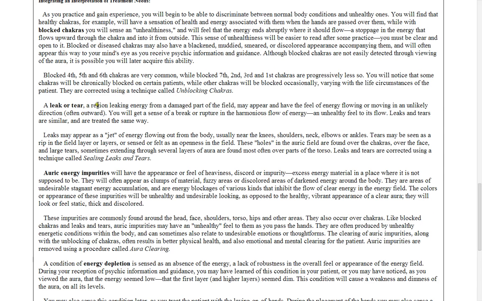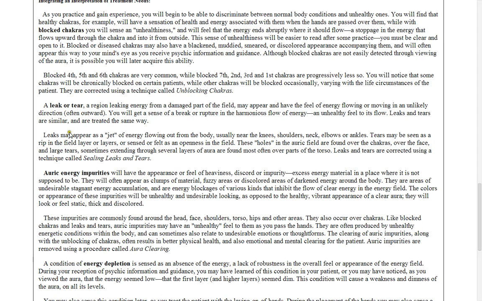A leak or tear, a region leaking energy from a damaged part of the field, like a hole in the cup or a hole in the bag, may appear and have the feel of energy flowing or moving in an unlikely direction, often outwards, like a spilling out. You will get a sense of a break or a rupture in the harmonious flow of energy, and an unhealthy feel to its flow. Leaks and tears are similar and are treated the same way. So tears are like wounds, leaks are like just a mark. Leaks are smaller, just a little leak, drop by drop. A tear is like the whole thing spilling out quick. It's like a BB gun compared to a shotgun, but they're still leaks.